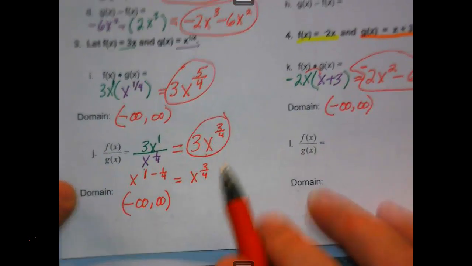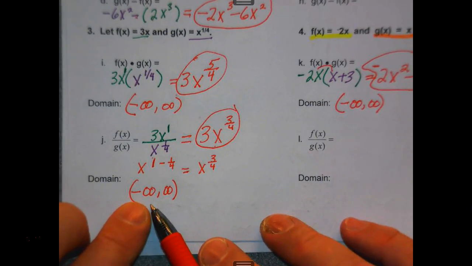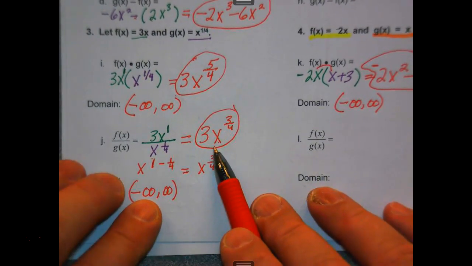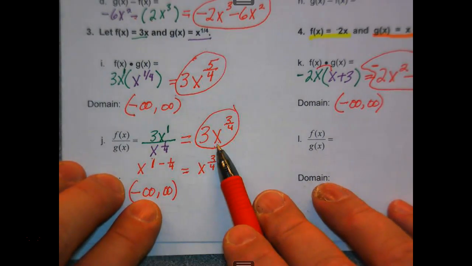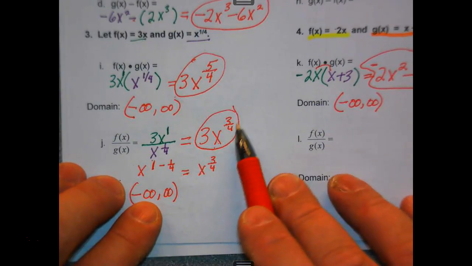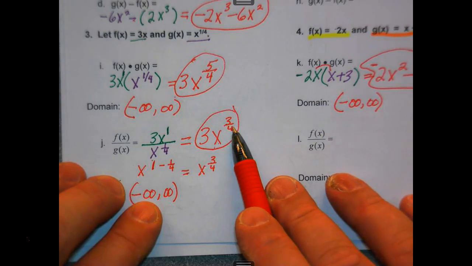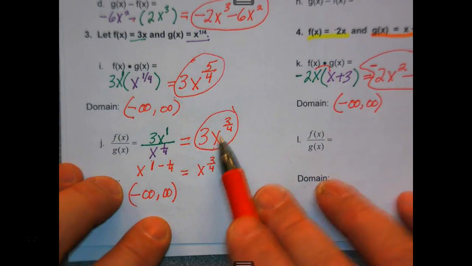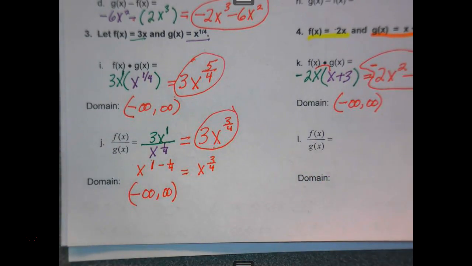A question. Our domain was all real numbers. Martin said, well, what if x was 0? Well, let's substitute in 0 for x. 0 raised to the 3/4 is what? 0 raised to any power is going to be 0. 0 times 3 is 0. So that's a valid answer. So 0 works.